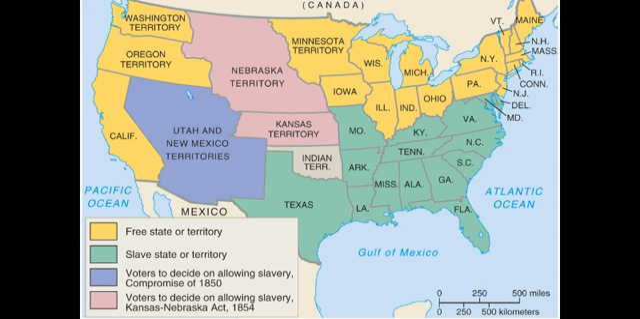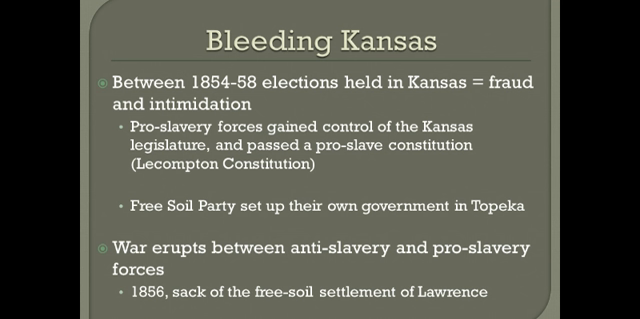Now, here is a breakdown of the Kansas-Nebraska Act and the Compromise of 1850. So you see this purple area is the can of worms that the Kansas-Nebraska Act opened. All right. Now, because of this act, you have this thing called Bleeding Kansas. So between the act and 1858, elections were held, but there was a lot of fraud and intimidation.